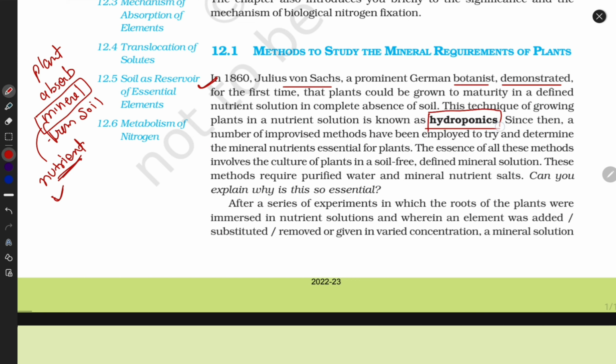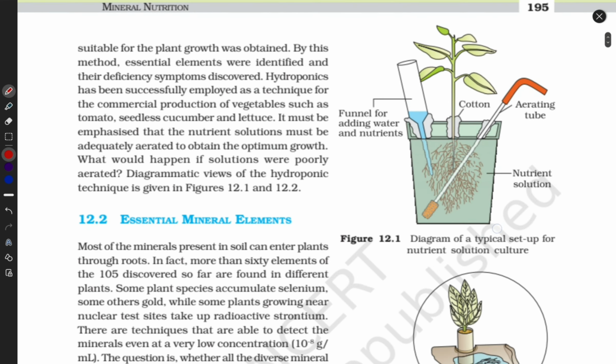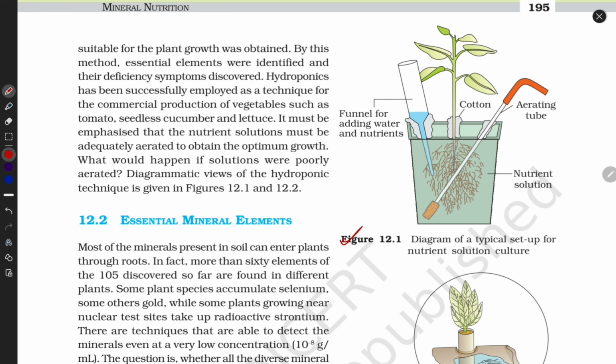They gave the hydroponics technique. In this technique, look here guys, they arrange this kind of setup. They take a green plant with its roots, and on another side they add a funnel-like structure so they can easily add water and nutrition properly. And this is the aerating tube so air can easily pass. And this is the nutrient solution.